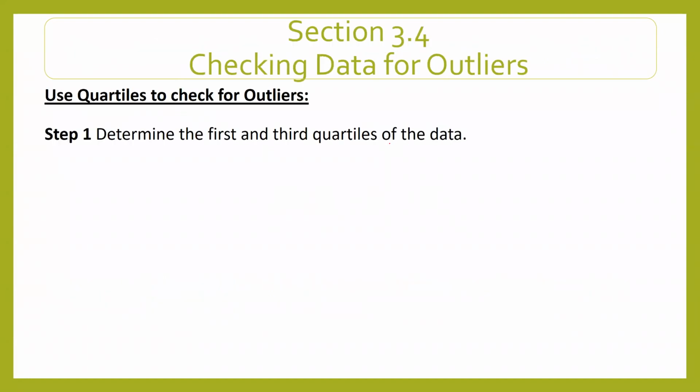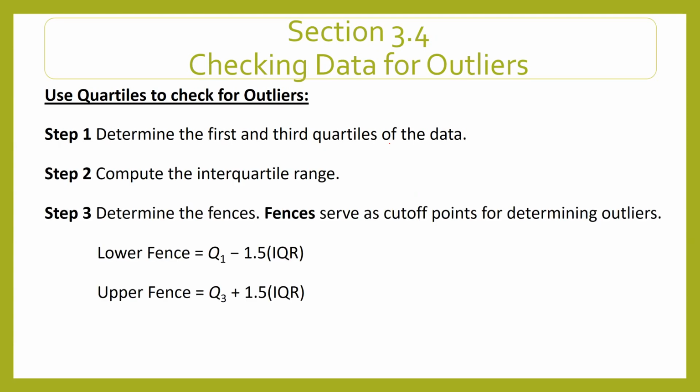All right, determine the first and the third quartiles of the data. So how do we use these quartiles to check for outliers among the data sets? First, we have to find the first and the third quartiles. We compute the interquartile range. And once we get that, we find what we call the lower fence and upper fence. Lower fence is Q1 minus 1.5 times IQR, the interquartile range, and upper fence is Q3 plus 1.5 IQR.